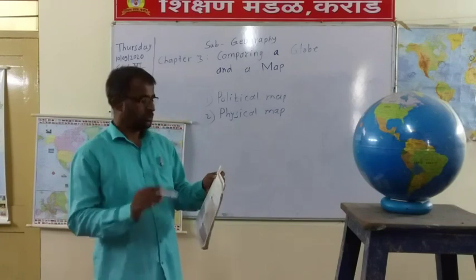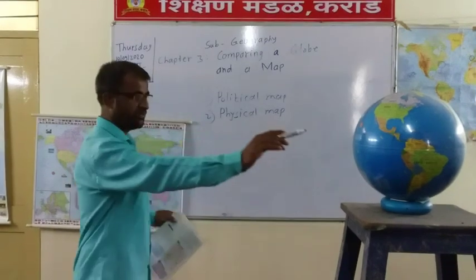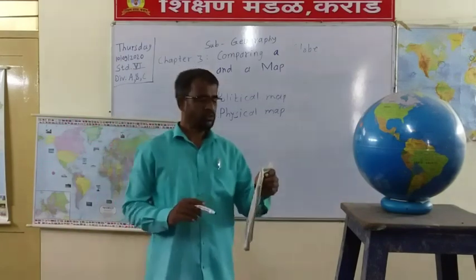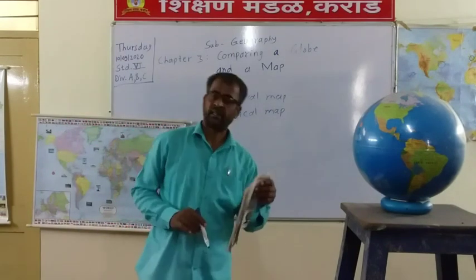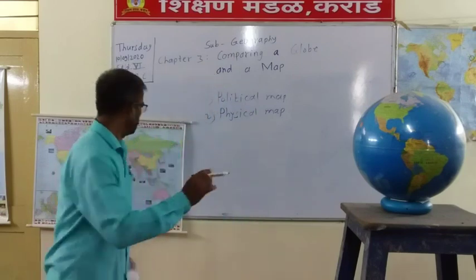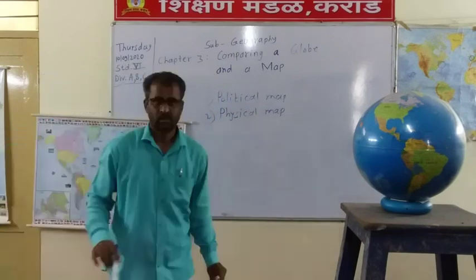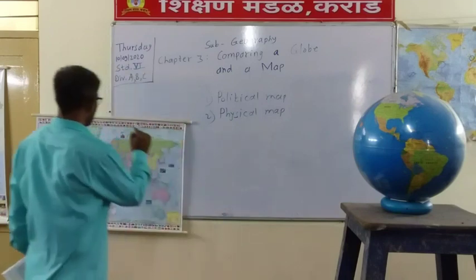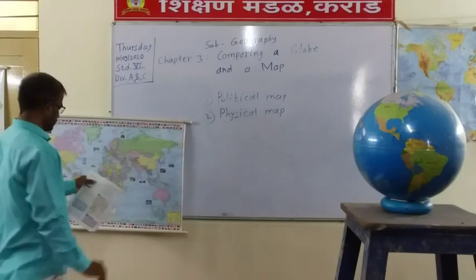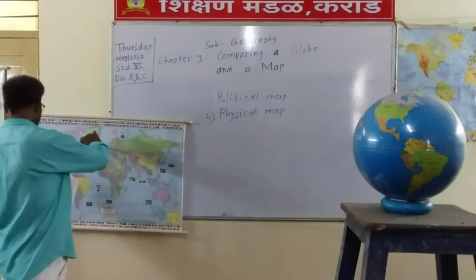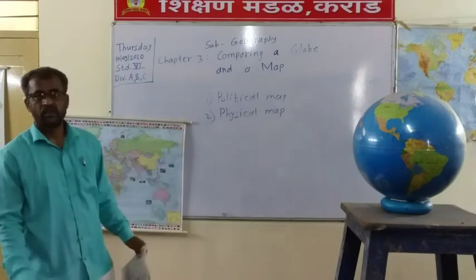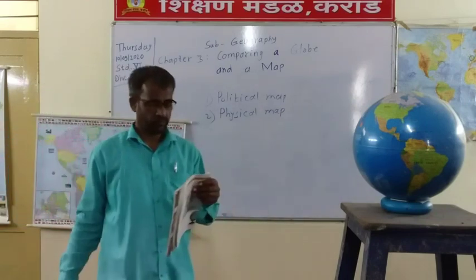Next question, which of these devices, a globe and a map, allows you to see the entire area of the Earth at the same time? A map allows us to see the entire area of the Earth at the same time.